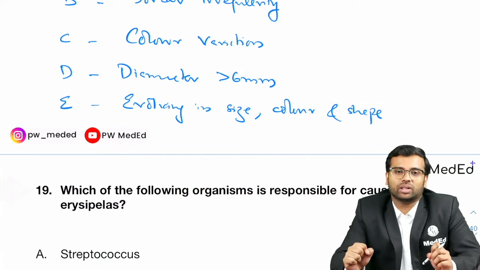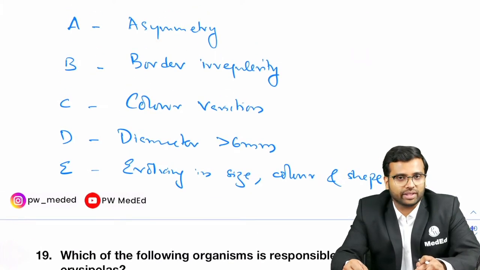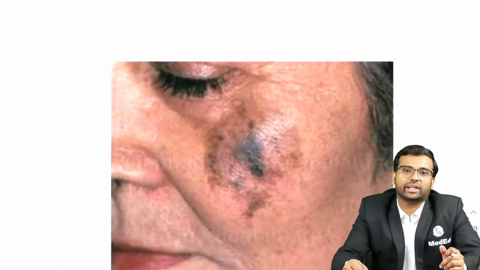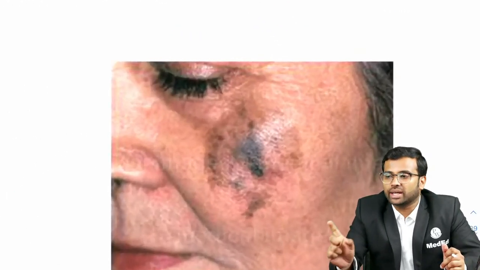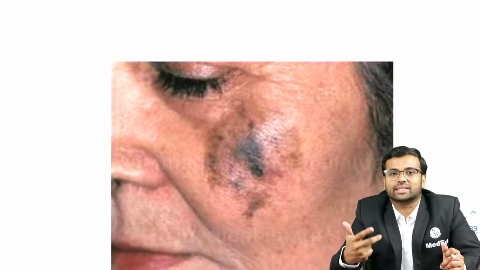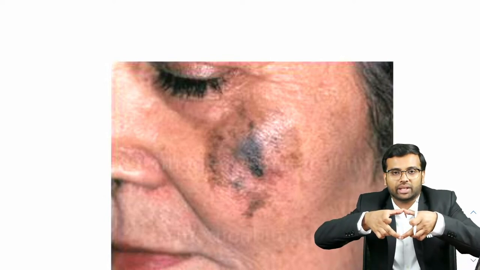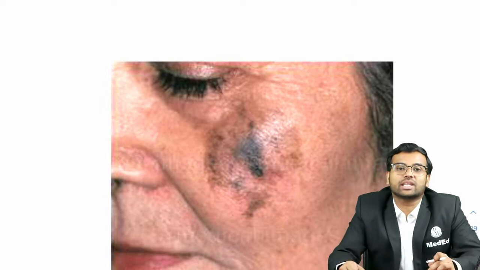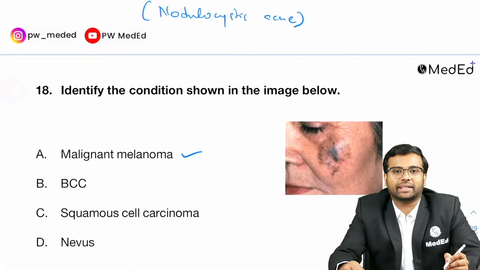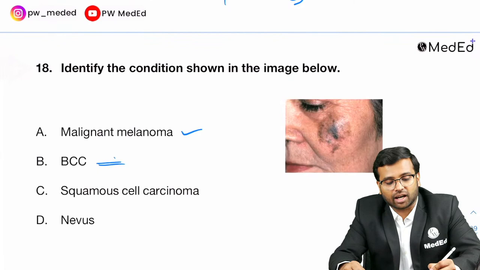Fine, atypical mole. So if some patient has a blackish discoloration over the face, then immediately you have to evaluate it with the A, B, C, D, E algorithm. You can see that this lesion is asymmetric. There are no clear-cut borders. You can see that there are multiple colors in the lesion. You can see that the size is quite big, more than 6 mm. So this is going to be a malignant melanoma. Whereas, why is the answer not basal cell carcinoma?